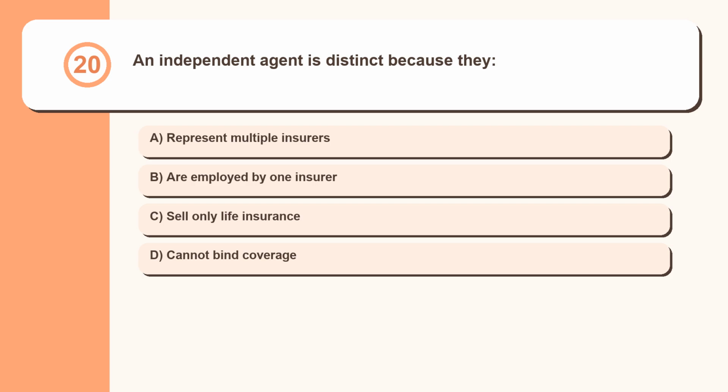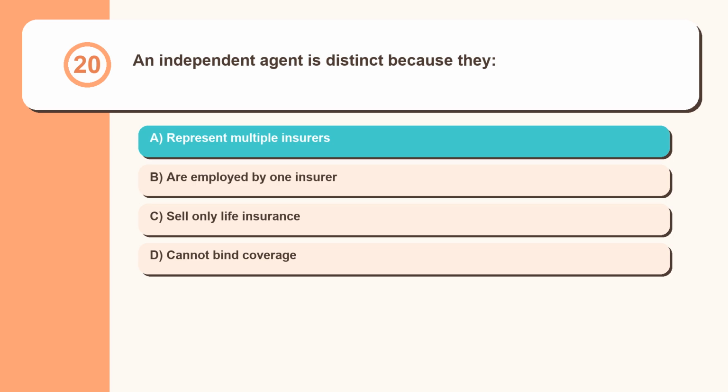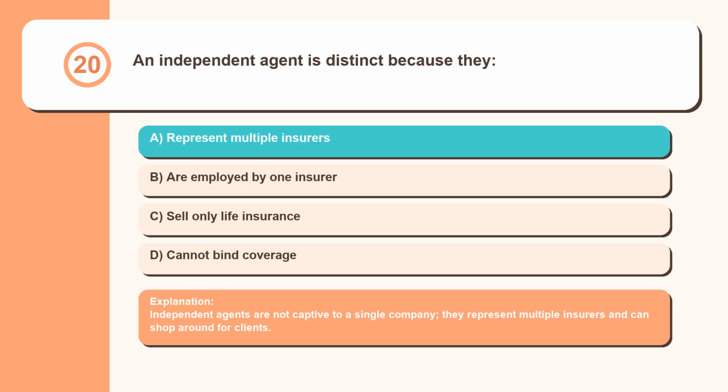Question 20. An independent agent is distinct because they represent multiple insurers, are employed by one insurer, sell only life insurance, cannot bind coverage. Independent agents are not captive to a single company, they represent multiple insurers and can shop around for clients.